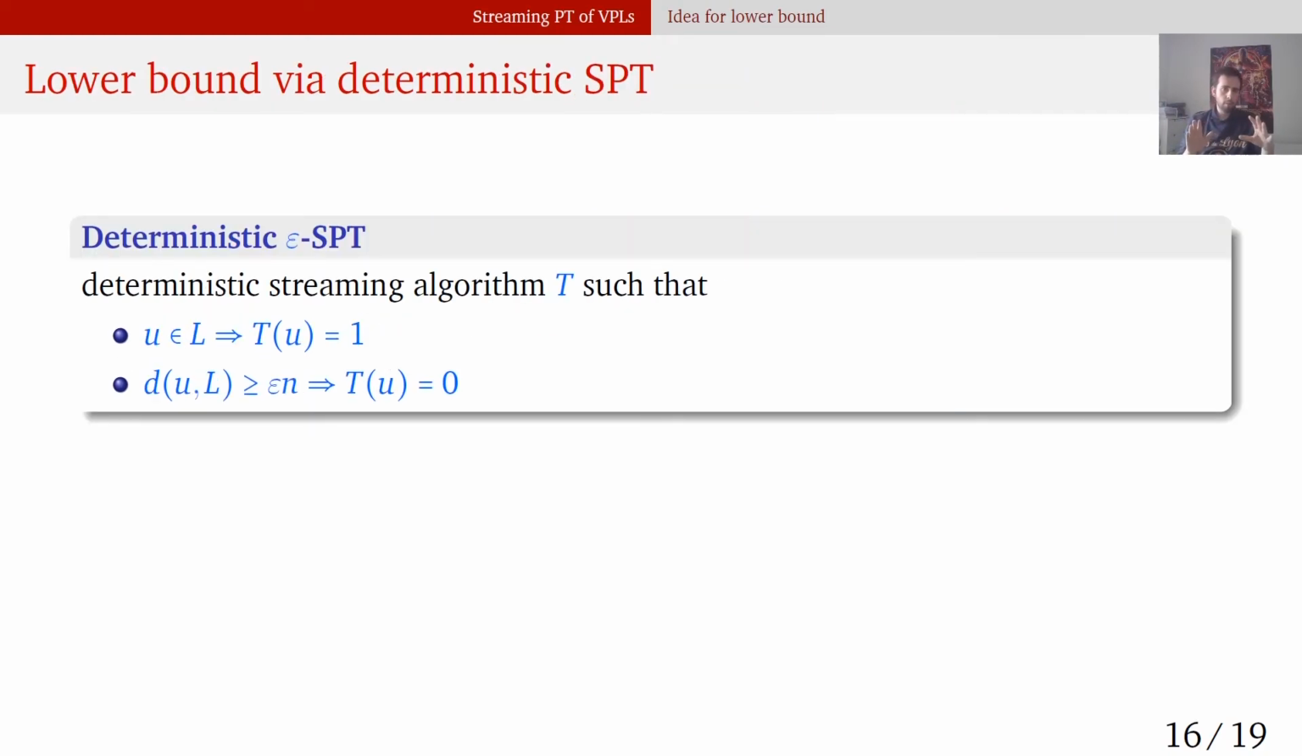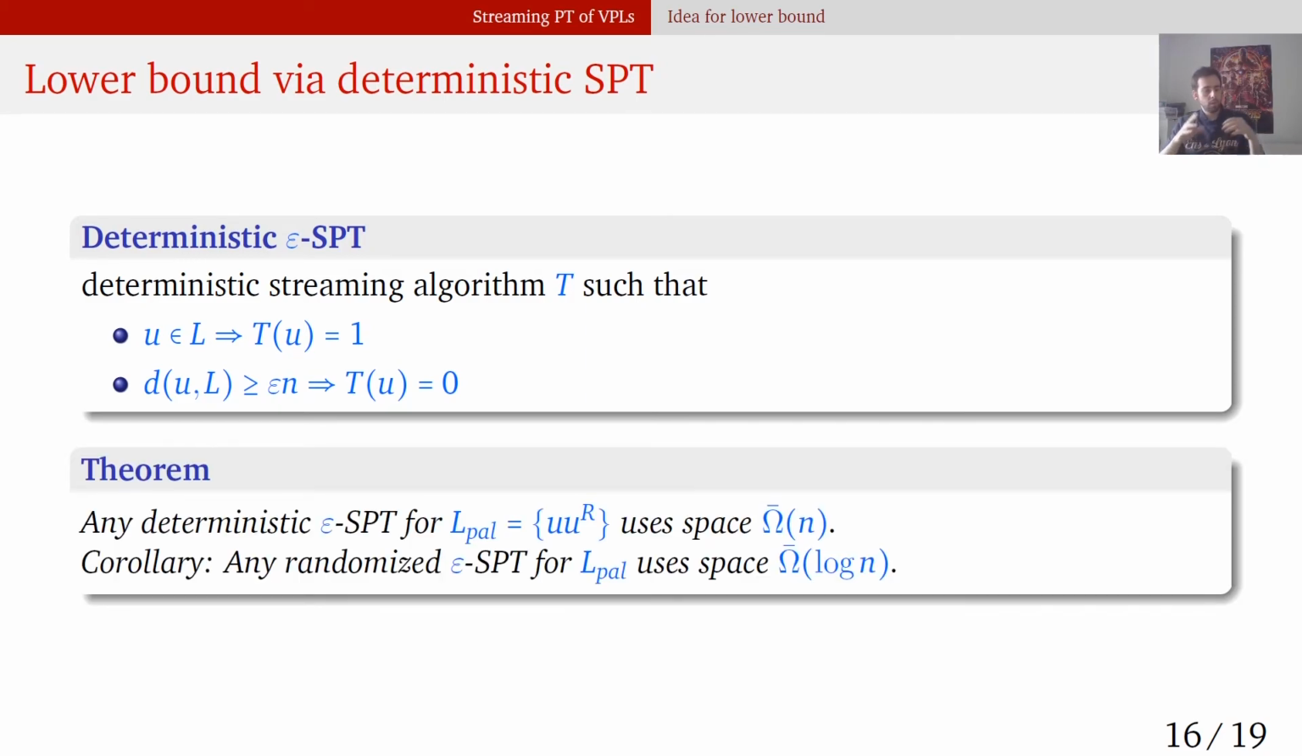So in order to prove this lower bound, we first prove a lower bound for deterministic SPTs, which we then generalize to randomized SPTs. A deterministic SPT is a streaming algorithm that must accept words that are in the language, reject those that are far, and is not constrained on the other inputs. The theorem that we can show is the following: any deterministic SPT for the language of palindromes must use linear space. We can then extend this result to show a logarithmic lower bound for randomized SPTs.